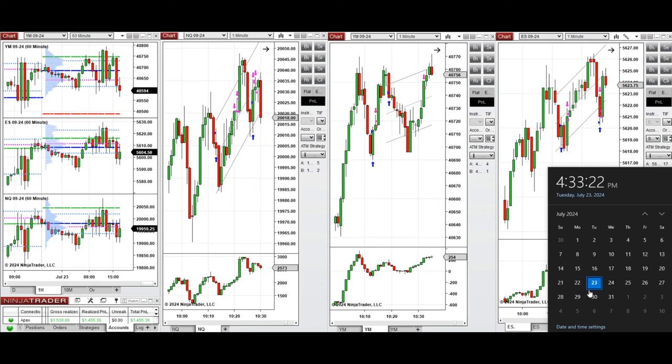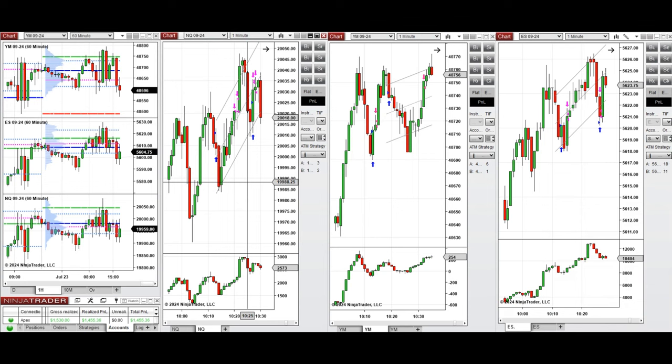Hello everyone, I'd like to share with you the trades that I have taken today on Tuesday, 23rd of July 2024. These trades were taken on Nasdaq, Dow Jones and S&P 500 futures.